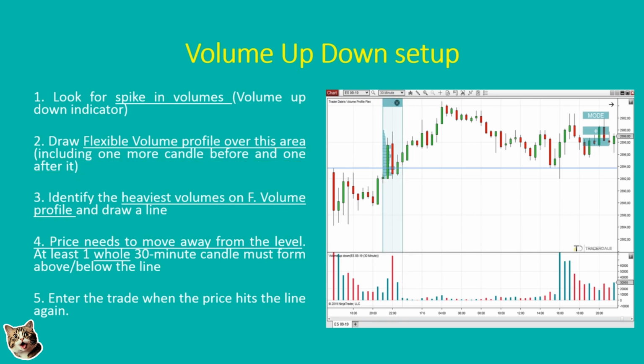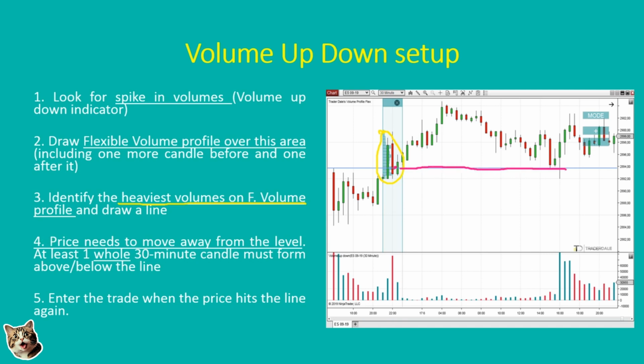The third step is to identify the heaviest volumes on the flexible volume profile. So you look at those volumes and identify the heaviest ones. In this case, it's in here. This is where the volume profile is the thickest, in this area. So you identify the heaviest volumes and you draw a line from there.